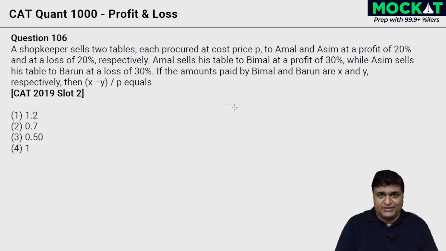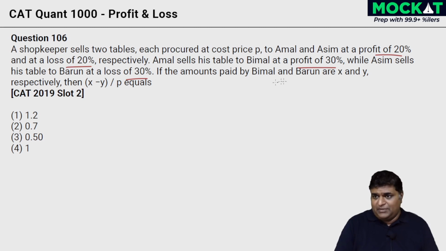On to question 106. A shopkeeper sells 2 tables, each procured at cost price P, to Amal and Asim at a profit of 20% and a loss of 20% respectively. Okay, and Amal sells his table to Bimal at a profit of 30%. Amal was the one who had a profit of 20%, once again a profit of 30% after that. Asim sells to Varun at a loss of 30%, right? Asim is the one who already bought it from the shopkeeper at a loss, and that's further going to another loss, okay?